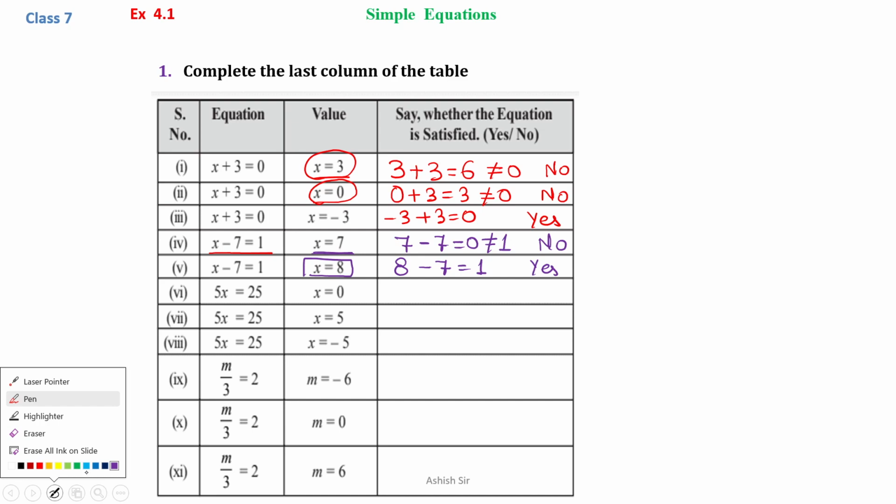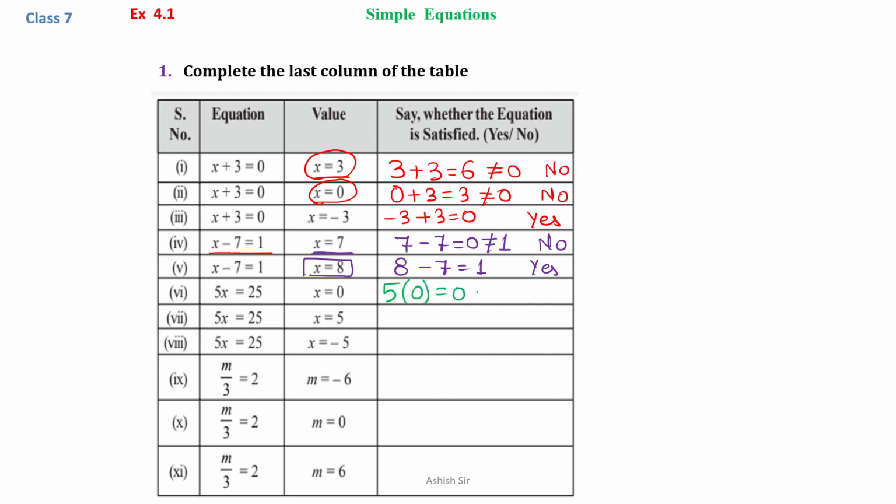In the same way, we have another equation, 5x equals 25. In place of x, we will put 0. 5 multiplied by 0 equals 0. It's not equal to 25, which is the right hand side value. So we will say no, the value does not satisfy the equation.